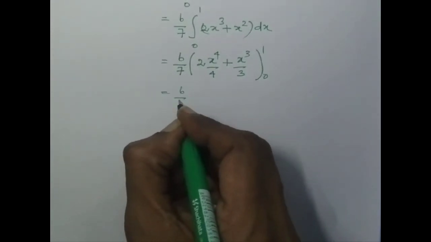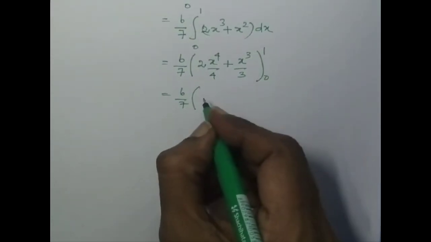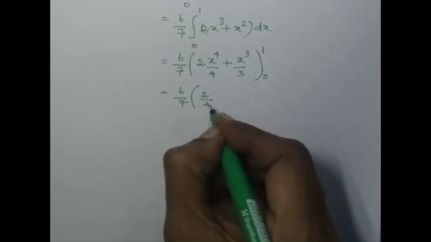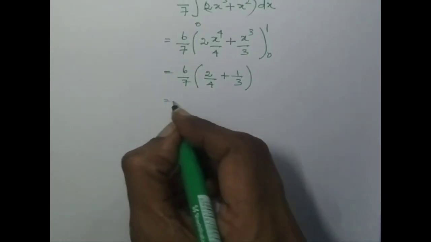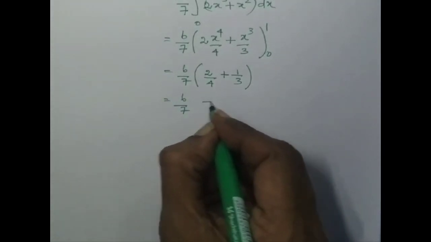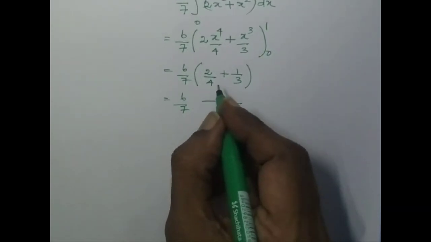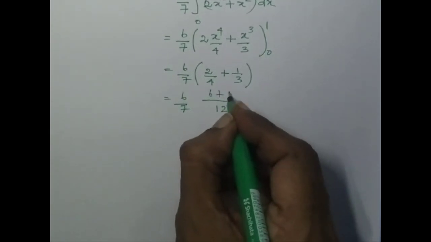So it is 6 by 7 into, if we substitute the upper limit 1, 2 by 4 plus 1 by 3, the lower limit is 0. So it is 6 by 7 into, taking 12 as LCM, this will become 6 plus 4.